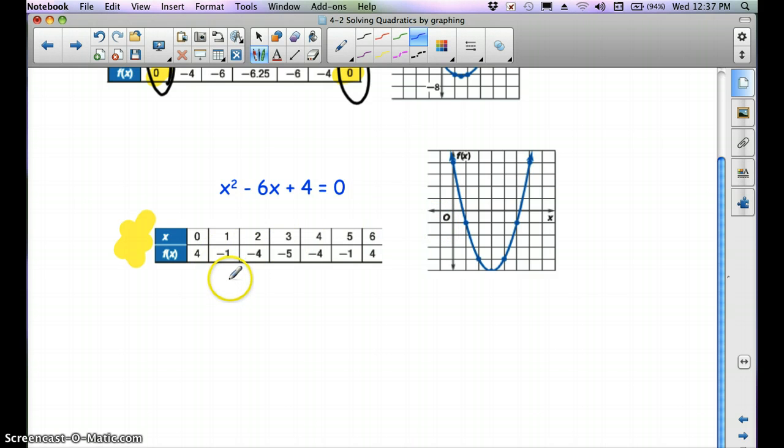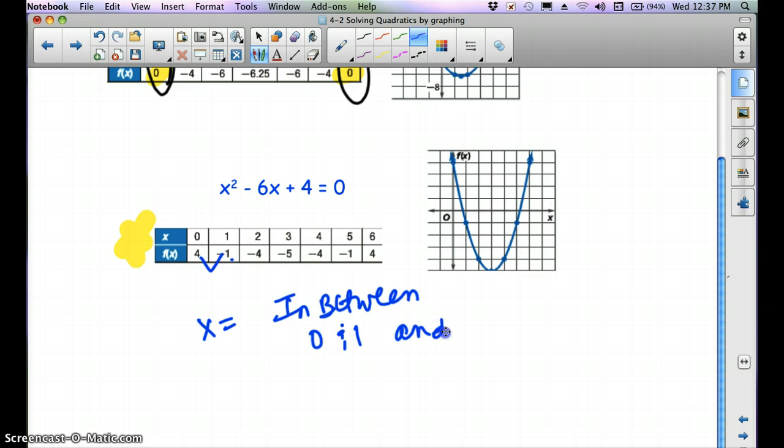And how we can tell that on the table is we notice we go from a positive to a negative here. So our roots are going to be in between, so we say x is equal to in between 0 and 1. And where else does it go from negative to a positive or positive to a negative? Right here. So 5 and 6. So that's how we're going to approximate or estimate.